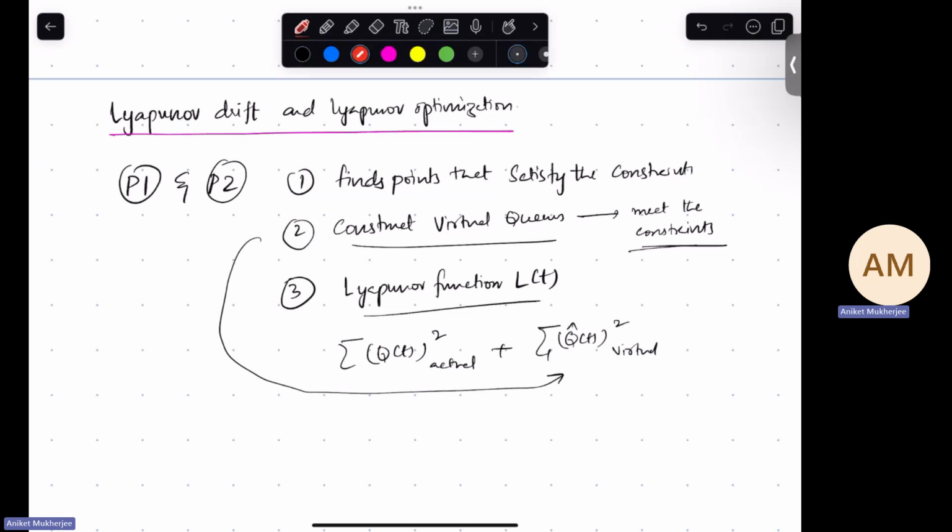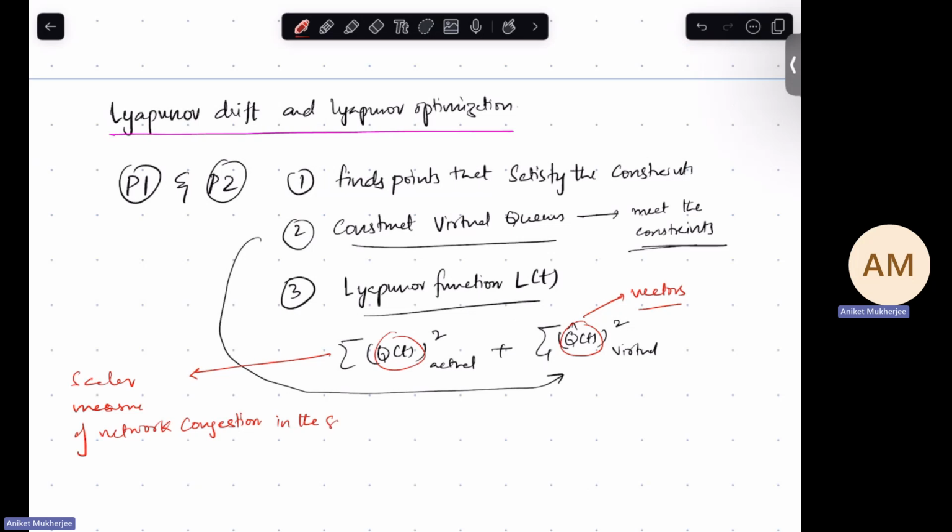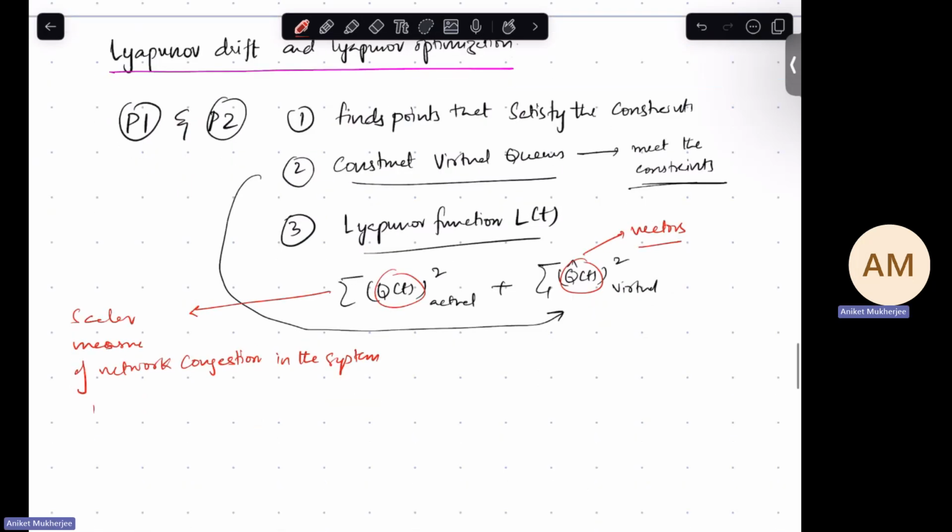This Lyapunov function is basically a scalar measure, because Q(t) and the virtual queues are vectors, of network congestion in the system. If your L function is high, it implies you have congestion in the system. If your L is low, this implies low congestion.